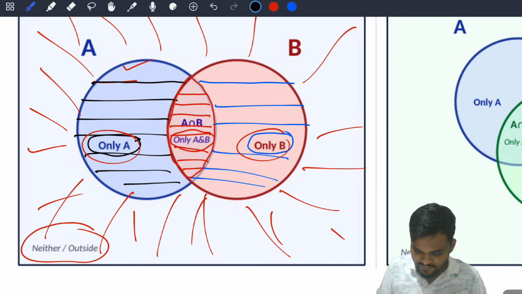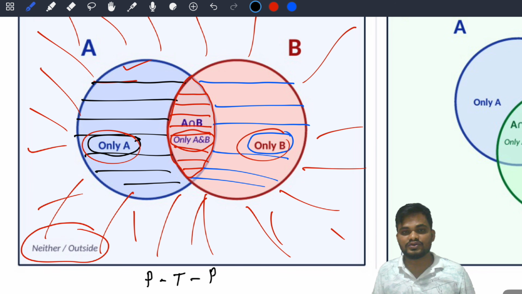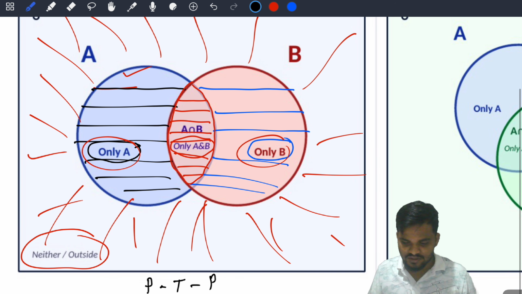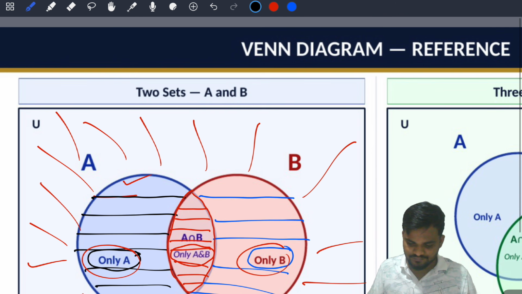So do one thing, just pause the video, think for a moment, then proceed. If you are unable to understand, then go back, watch again, then come back and proceed, so that we can get the most out of it. Now let me move to the question.